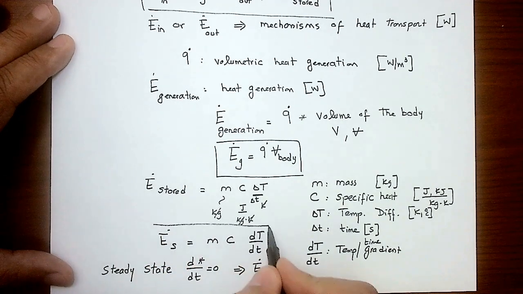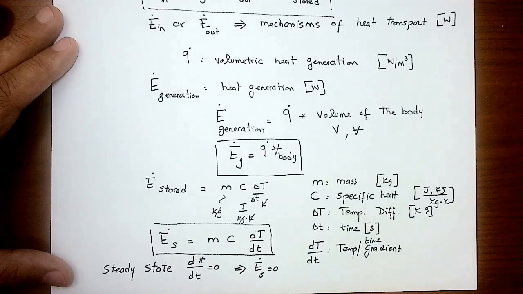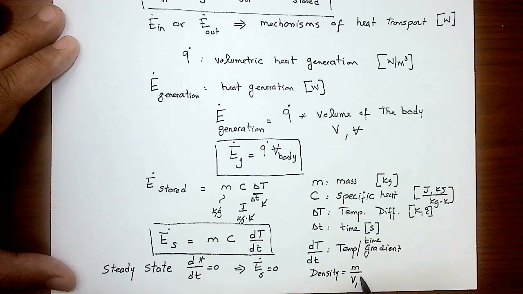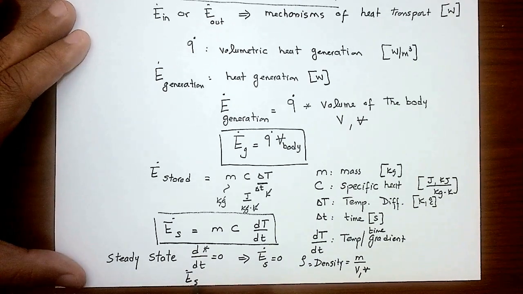I'm going to frame that equation here because that's how we calculate the energy stored. In some other references or other books, you will see that mass is replaced by something else. We know that density is simply equal to the mass over the volume. Write it down V or V bar, whatever you like. So I can take density with the symbol rho, and replace mass with rho times V. So sometimes you see this equation, E dot stored, equal to rho, which is the density of the material, times V, which is the volume, times C, times dT by dt.